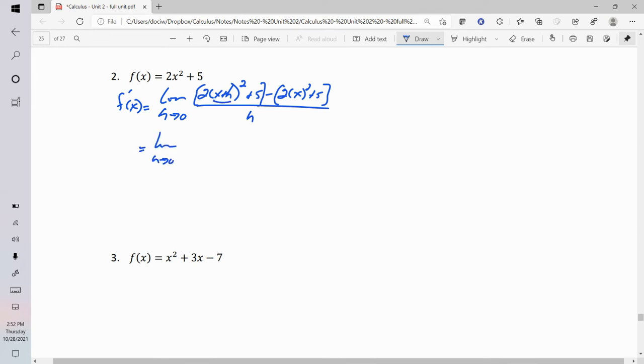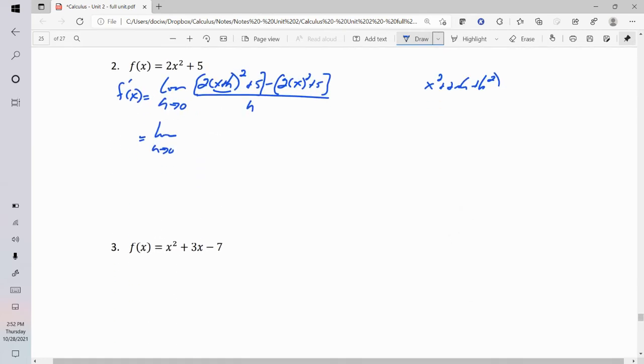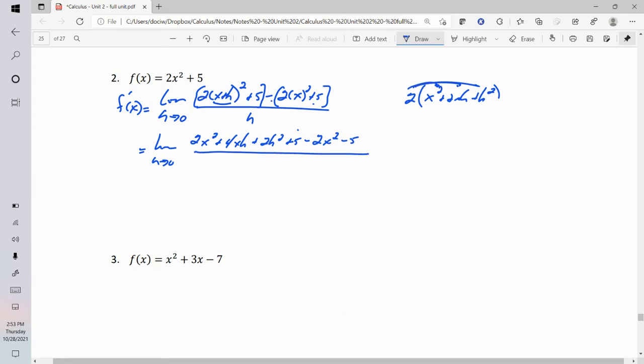When I distribute x plus h squared, that's going to give me x squared plus 2xh plus h squared. But notice that that whole quantity is being multiplied by 2. So when I distribute the 2, that's going to give me 2x squared plus 4xh plus 2h squared plus 5 minus 2x squared minus 5, all divided by h.